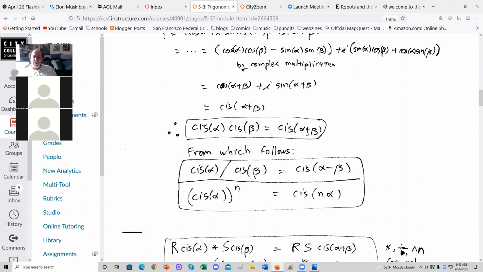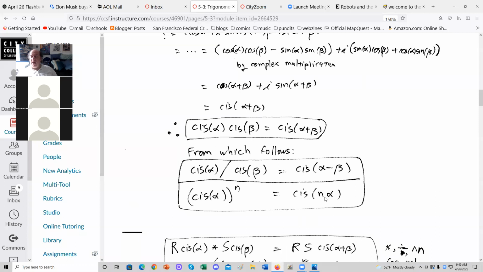Cis turns addition inside to multiplication outside. It's rather like an exponential. A to the x plus y is a to the x times a to the y. This is very similar, and there is a sense in which cis is in fact an exponential. Now, if cis turns addition into multiplication, it'll turn subtraction into division. This just follows from this.